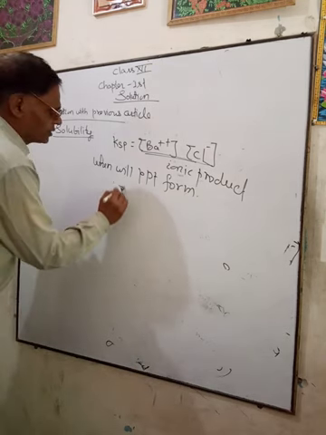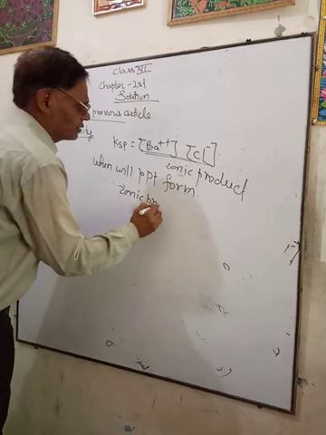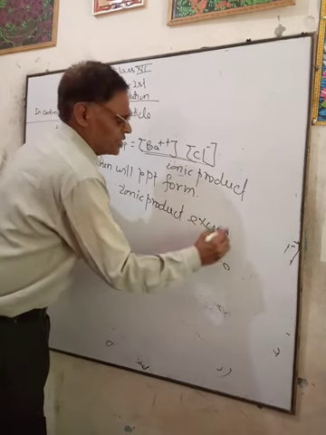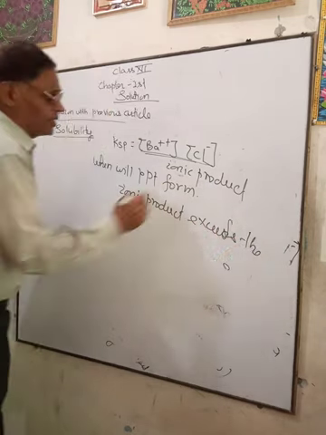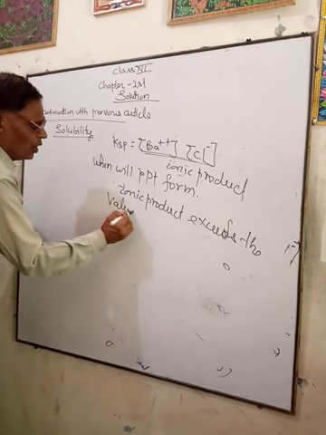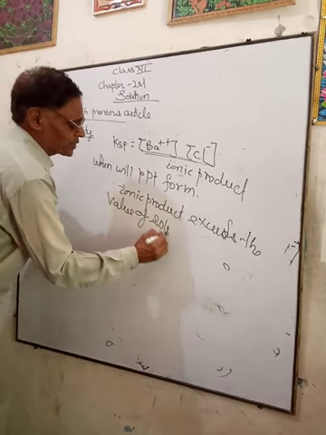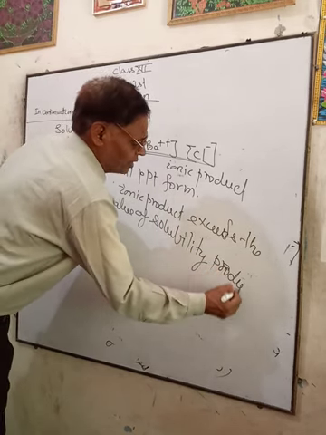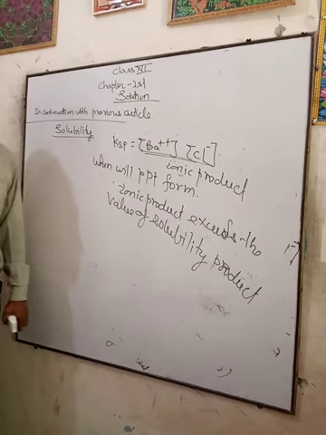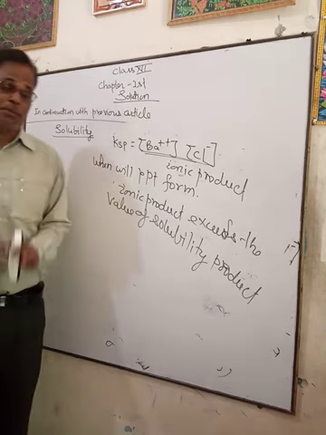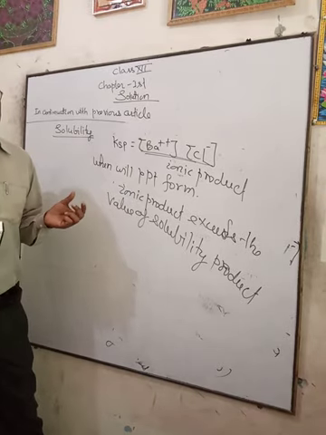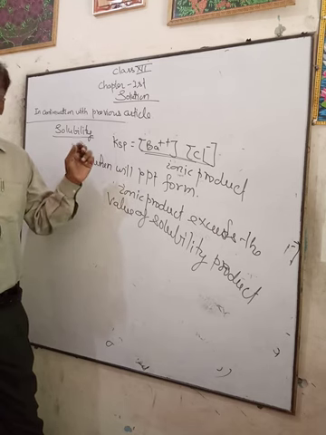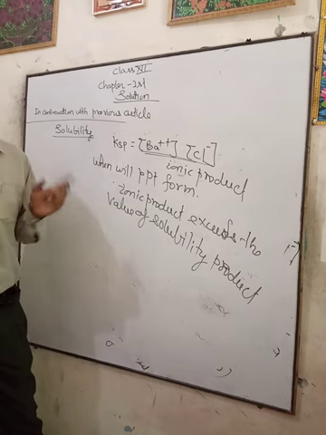So say here, precipitate will form only when the ionic product exceeds the value of the solubility product. So under this condition, precipitate will form. This thing should be kept in mind carefully, that precipitate forms when the ionic product exceeds the value of the solubility product. Under this condition precipitates are formed.